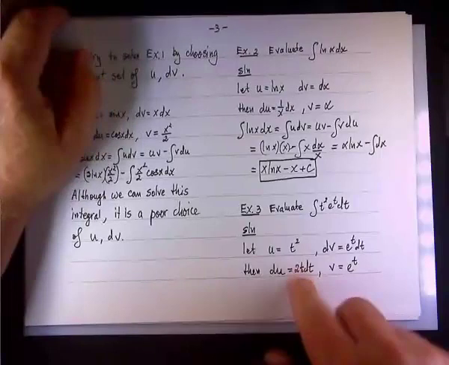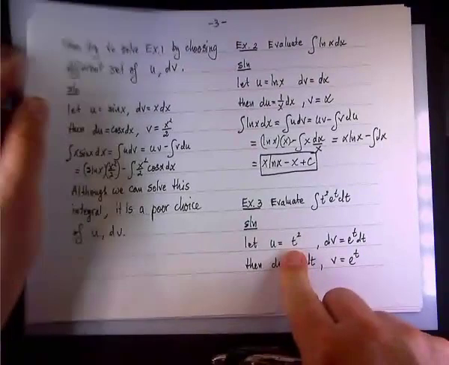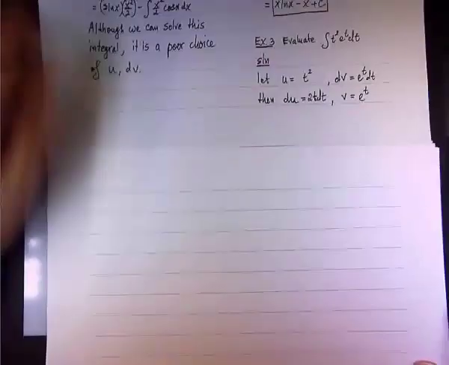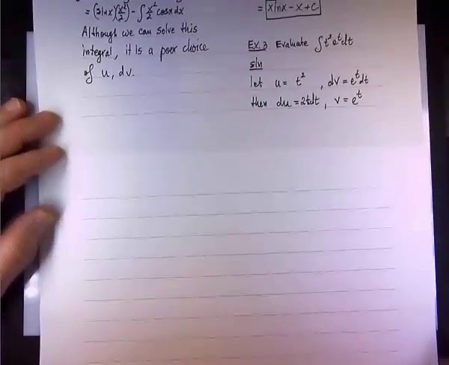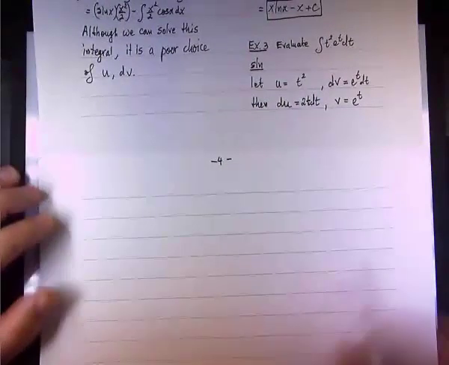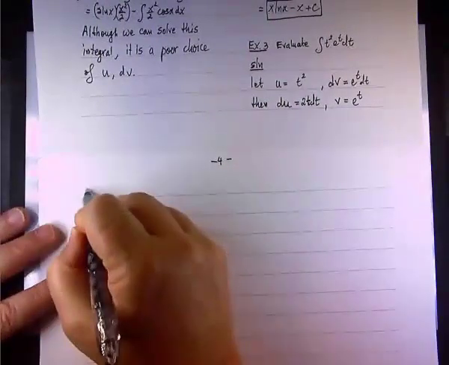If your choice of u is x squared or t squared, you need to do it twice. If your choice of u is t cubed or x cubed, you have to do it 3 times. So let's proceed here and see what we come up with.